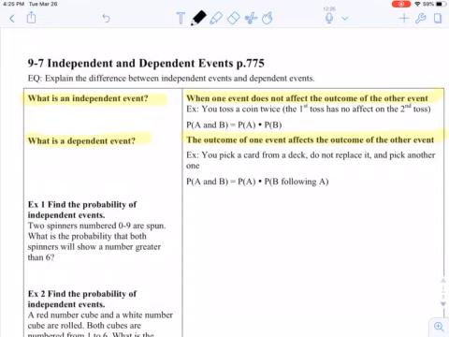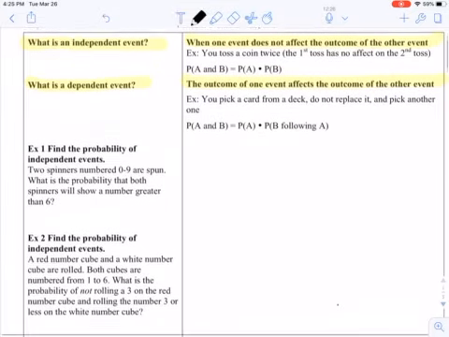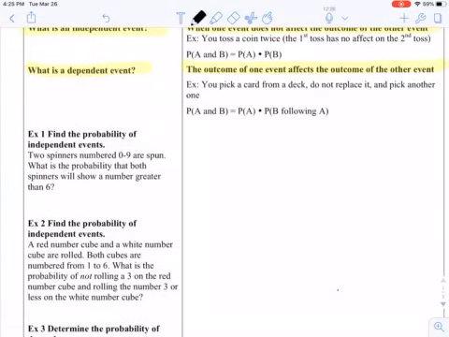So let's do some examples together. You guys will follow along on your notes. And I'm going to warn you, if you hear weird tapping, it's because of the pen.